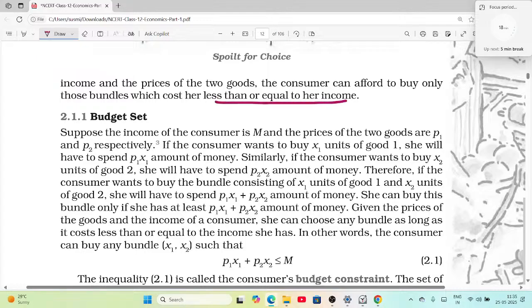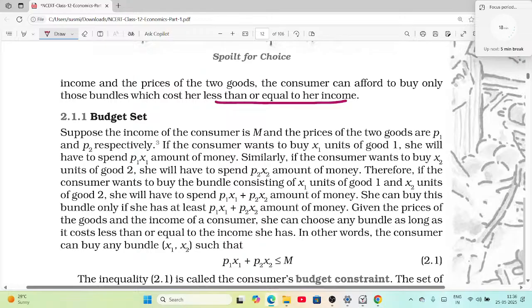The total amount spent should be less than or equal to her income. This is known as the budget constraint. Suppose the income of the consumer is M and the prices of the two goods are P1 and P2 respectively. If the consumer wants to buy x1 units of good 1, she will have to spend P1 x1 amount of money. Similarly, if the consumer wants to buy x2 amount of good 2, she will have to spend P2 x2. Therefore, if the consumer wants to buy the bundle x1 of good 1 and x2 units of good 2, she will have to spend P1 x1 plus P2 x2 amount of money.